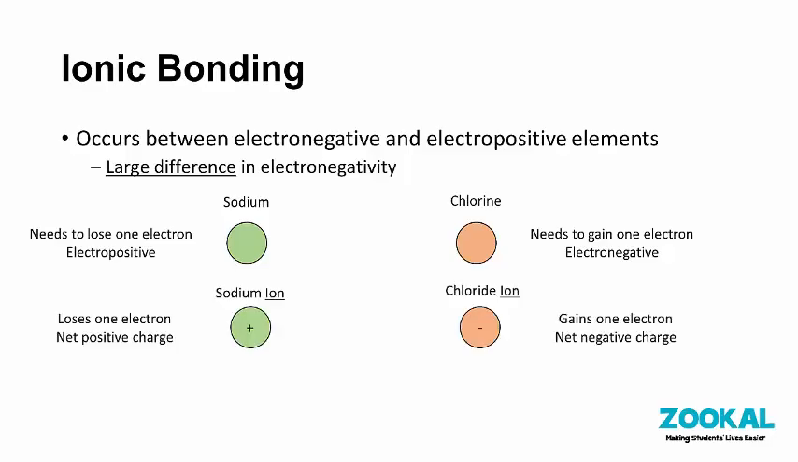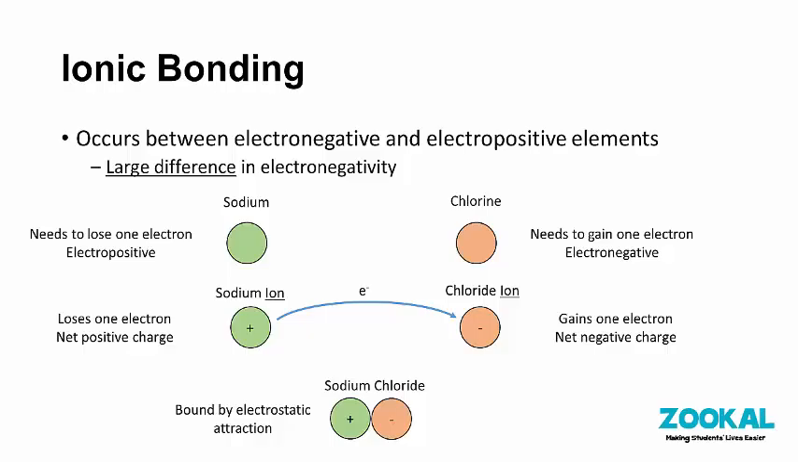Sodium loses one electron, which is gained by the chlorine atom. Since the sodium atom lost an electron, it gains a net positive charge and becomes a sodium ion. Similarly, the chlorine atom gains a net negative charge and becomes a chloride ion. The resulting ions are now attracted to each other and form an ionic bond.